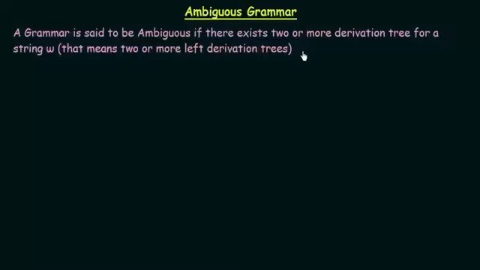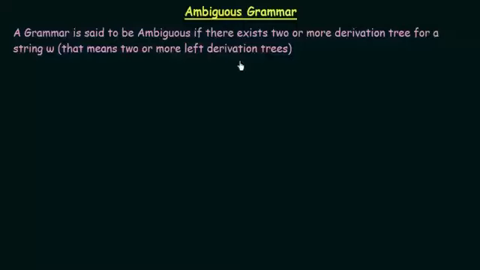In this lecture, we will be studying about ambiguous grammar. So what do we mean by ambiguous grammar? A grammar is said to be ambiguous if there exist two or more derivation trees for a string omega. That means two or more left derivation trees.